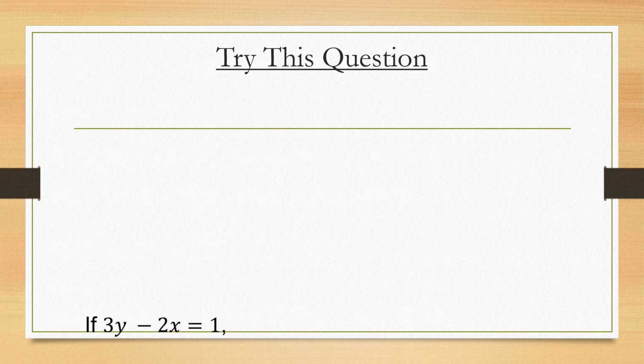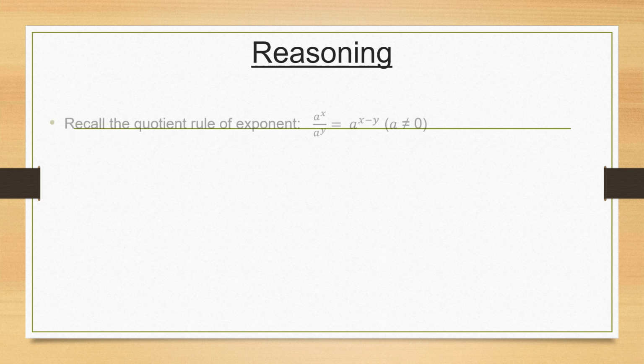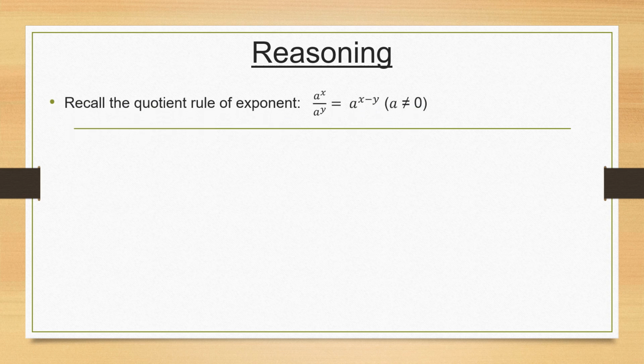Now try this. If 3y minus 2x is equal to 1, then what is 16 to the power of x plus 2 divided by 8 to the power of 2y? First, reasoning. Recall the quotient rule of exponent. a to the power of x divided by a to the power of y gives us a to the power of x minus y. Recall the power of a power rule, which states that a to the power of x to the power of y gives us a to the power of x times y.